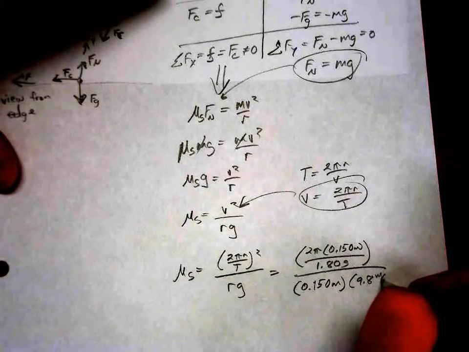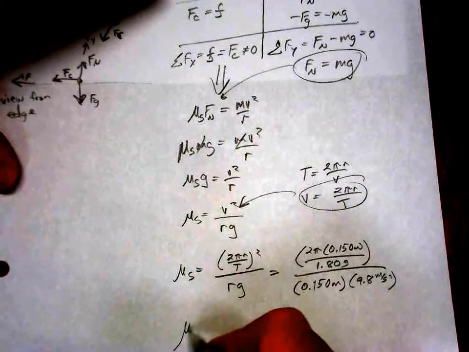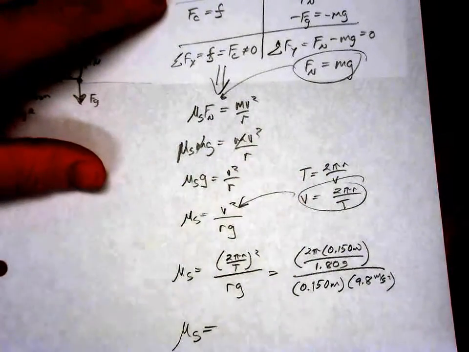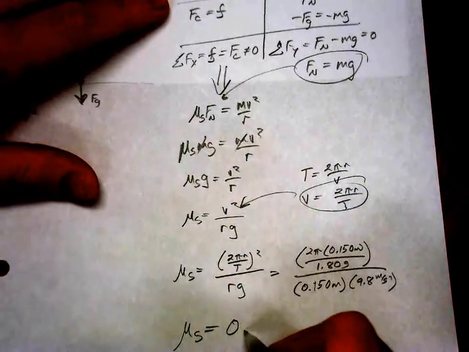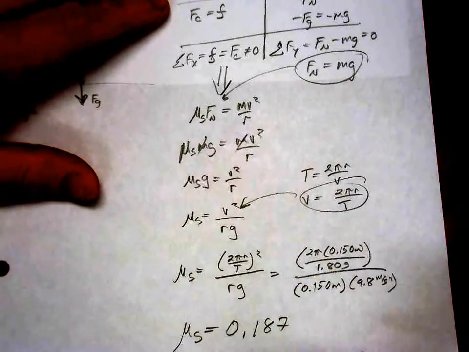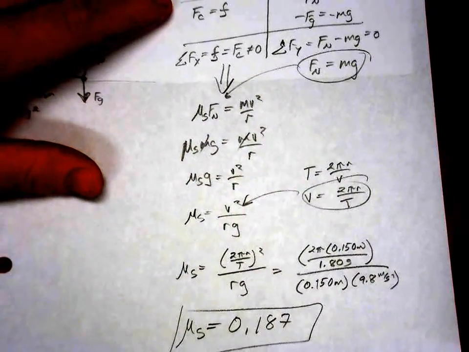9.8 meters per second squared. If you calculate all that out, you come to 0.187 for mu.